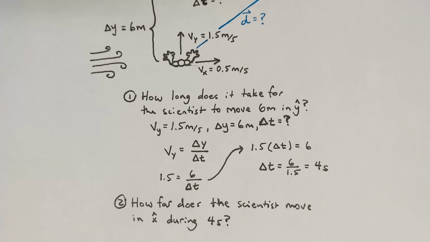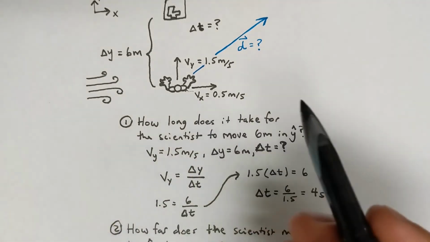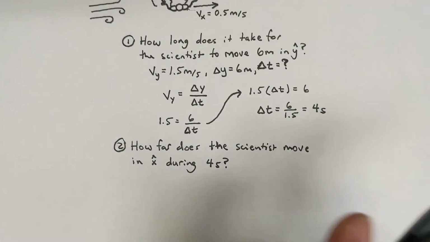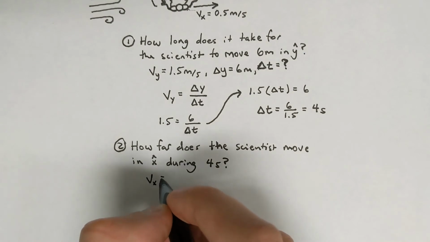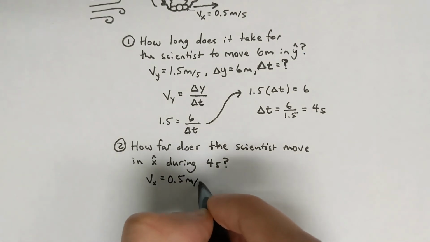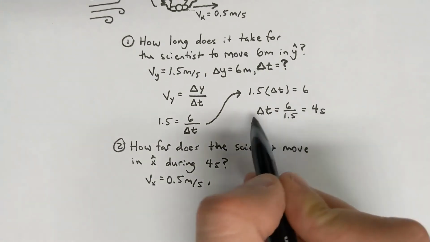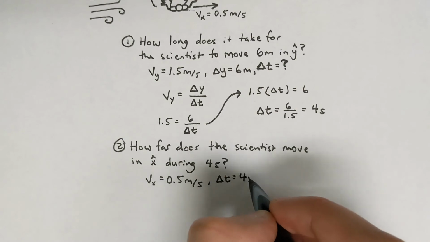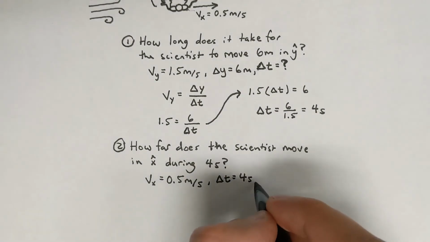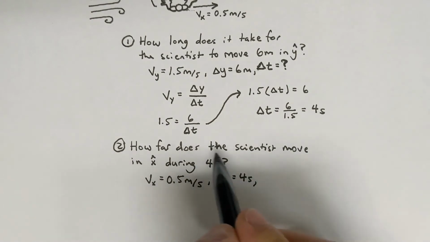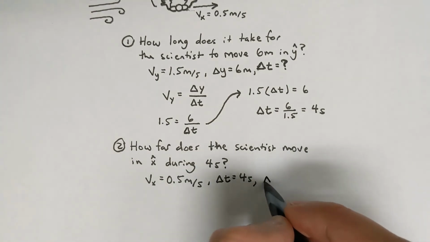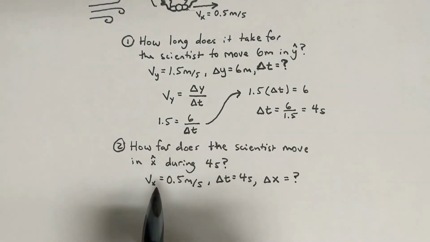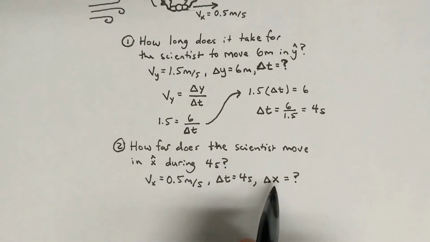So again, I'm going to write down the given information, everything I know about her motion in the x direction. I know that the velocity in the x direction is 0.5 meters per second. Now I know the time that she's going to be moving in the x direction. I didn't know that at the beginning, but I know it now. And I'm looking for how far the scientist moves in the x direction. That's the displacement in the x direction, delta x. This is my question mark. So once again, I've got velocity and change in time, and I'm looking for a displacement, delta x.